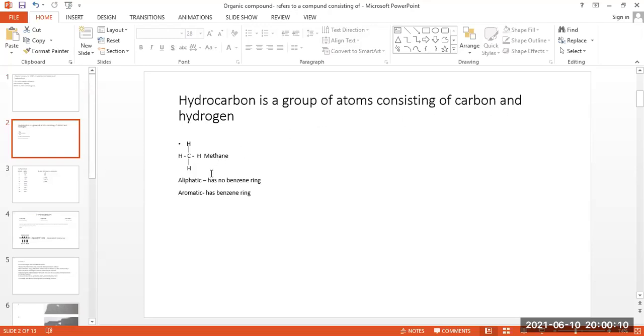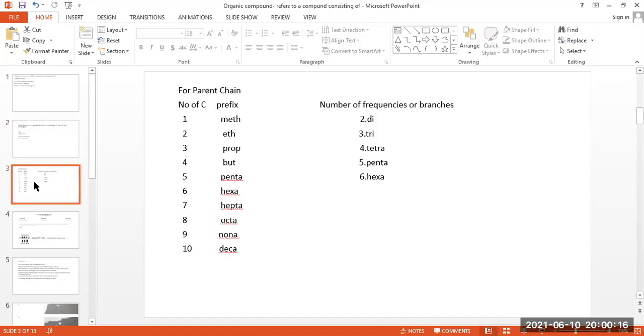There are two types of hydrocarbon. Aliphatic has no benzene ring, aromatic has a benzene ring. In naming an organic compound, this is the prefix we use. For the number of carbons, 1 is meth, 2 eth, 3 prop, 4 but, 5 penta, 6 hexa, 7 hepta, 8 octa, 9 nona, 10 deca. For the number of branches, 2 is di, 3 tri, 4 tetra, 5 penta, 6 hexa.